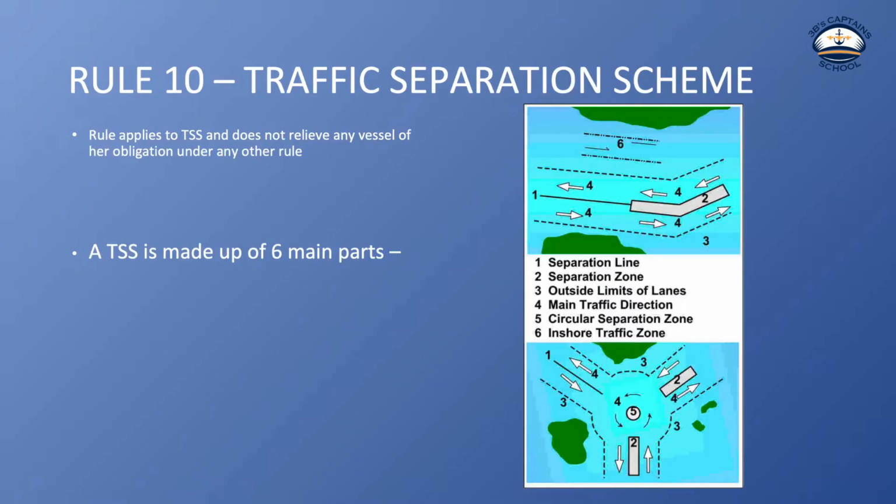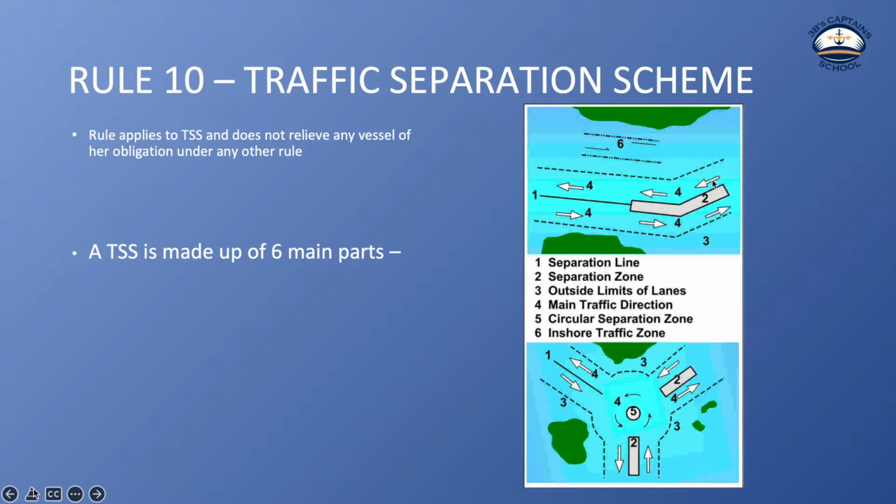Traffic separation scheme, 6 basic parts. If you can see my cursor on here, a separation line, which is just a line. In this case, it separates an inbound, outbound lane. A separation zone, which is a larger rectangular shaped area, separation zone here. Outside limits of the lanes, so it's just basically the outside limits out here.